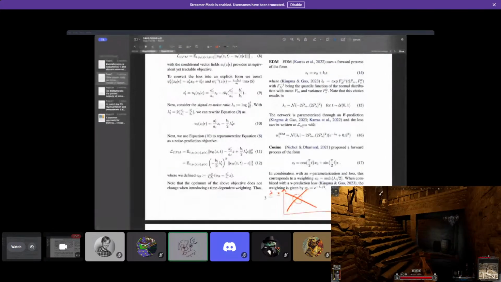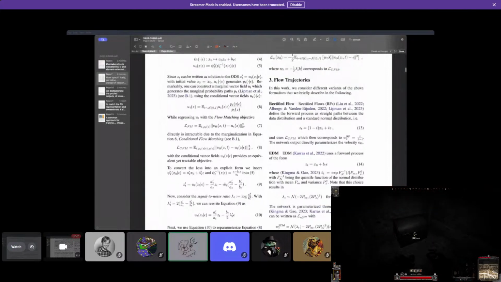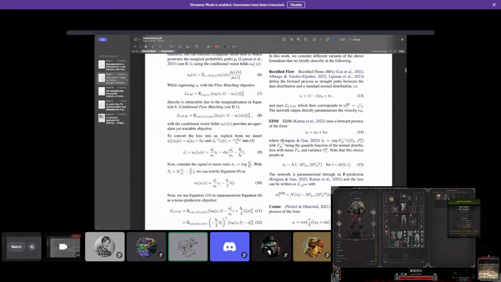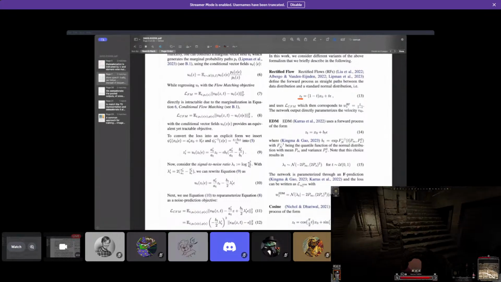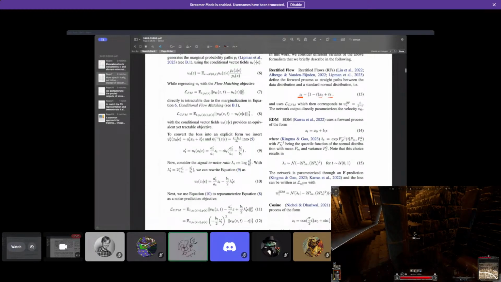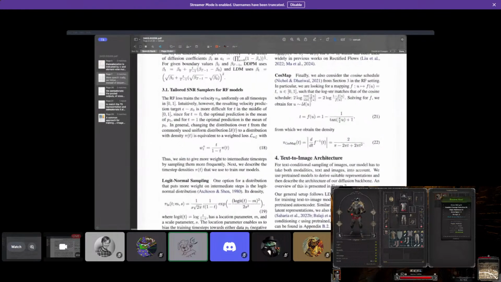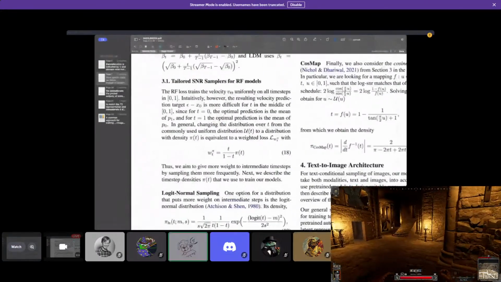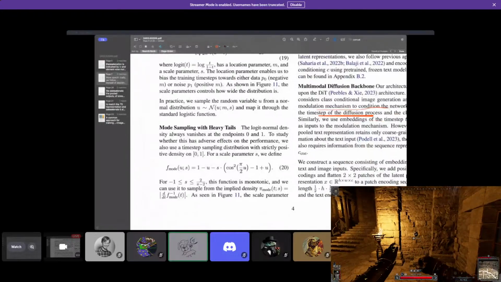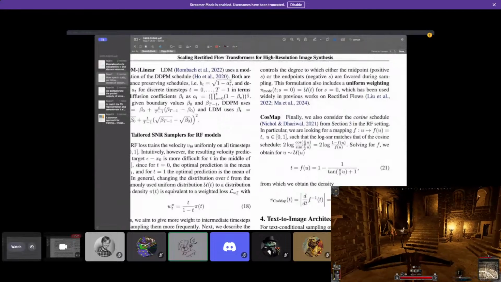Important to differentiate between the flow trajectory, which determines how you get to the noisy image version given the original image, noise, and time step, and then how you sample those time steps. And yeah, they have a bunch of different sampling methods. Again, for example, cosine appears again, a cosine schedule and so on.